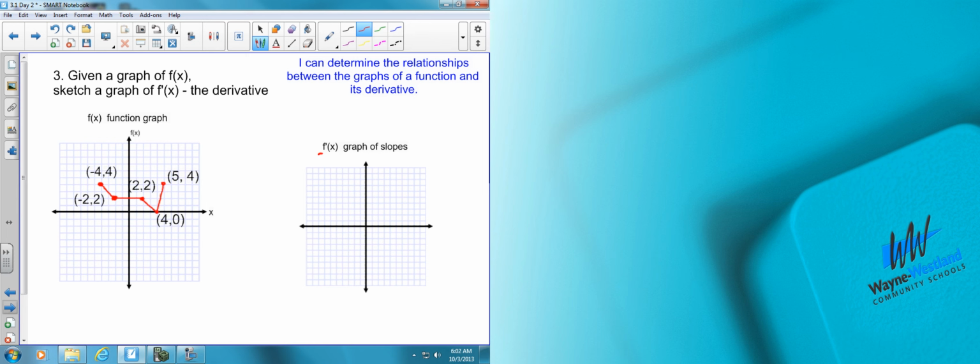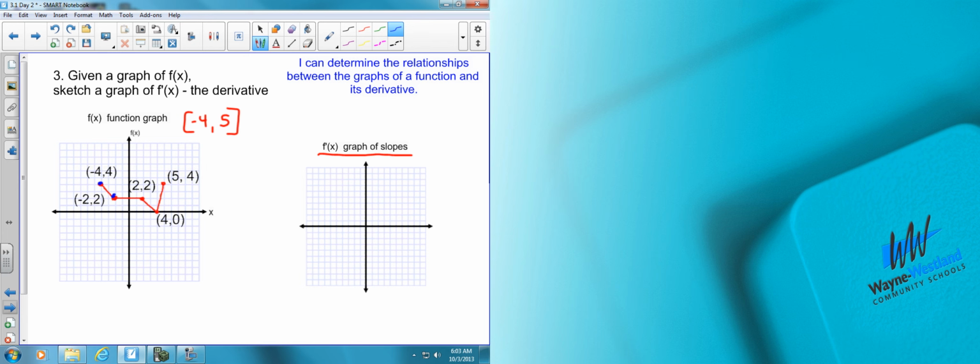We want to draw a graph of the slopes. So let's start. This graph goes from x equals -4 to x equals 5. So from -4 to 5, we want to draw a graph. The slope between -4 and -2 is equal to -1, and you can use rise over run to find that the slope is -1.